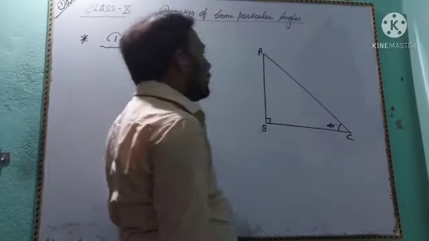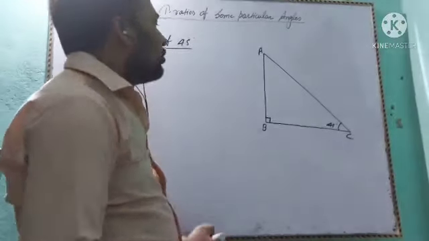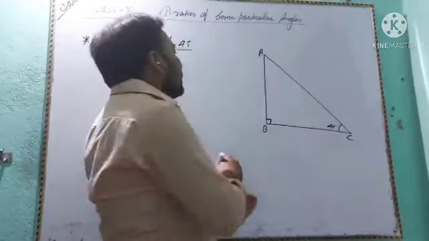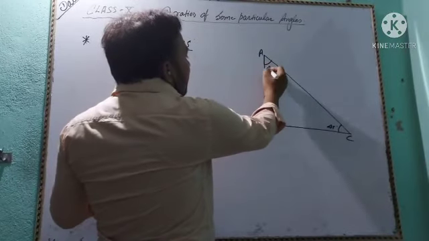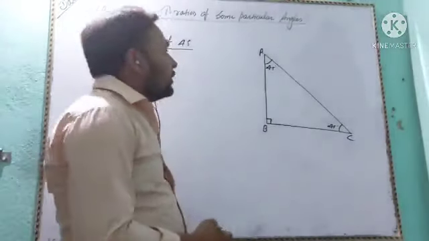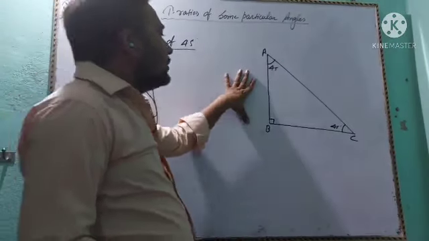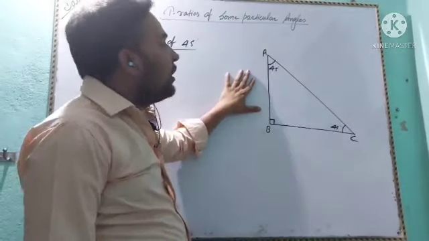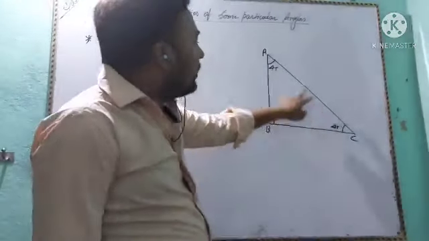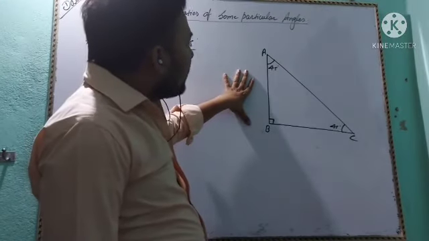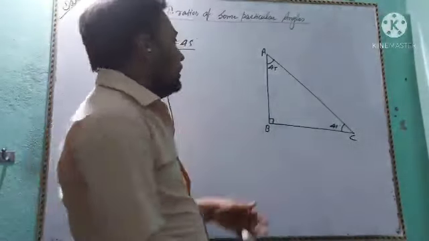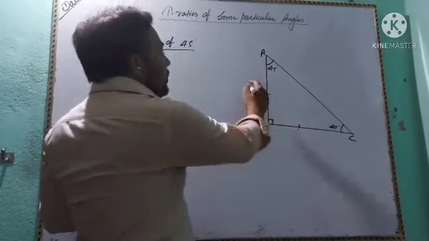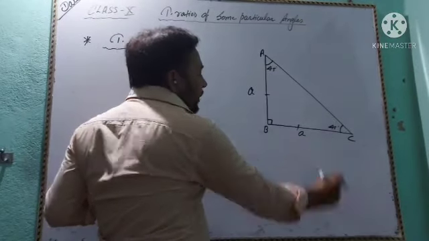Students, we know that the sum of the angles of a triangle is 180 degree. So angle B is 90 degree, C is 45 degree, then we say that the angle A is also 45 degree. So this triangle is an isosceles right angle triangle. Two angles are equal, then their opposite sides are also equal, and AB is equal to BC. So let AB is equal to a unit and BC is equal to a unit.